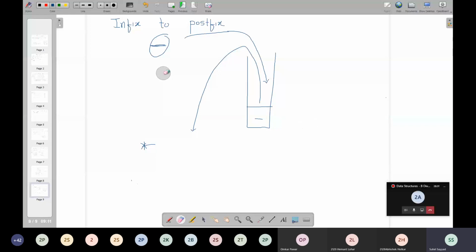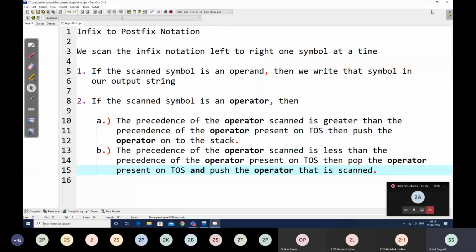Is the example understood? Okay. Let us go back to our conditions now.